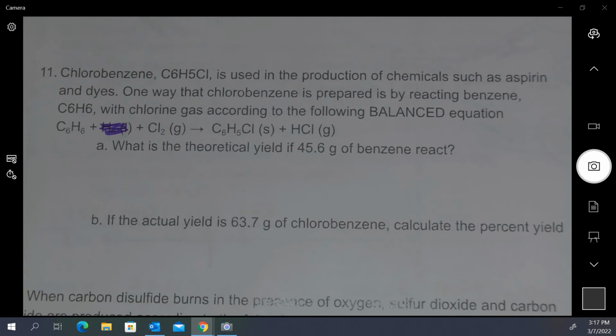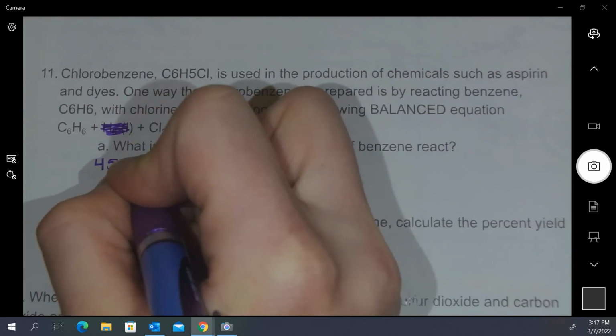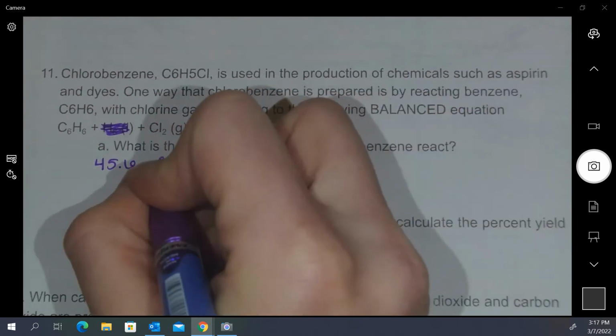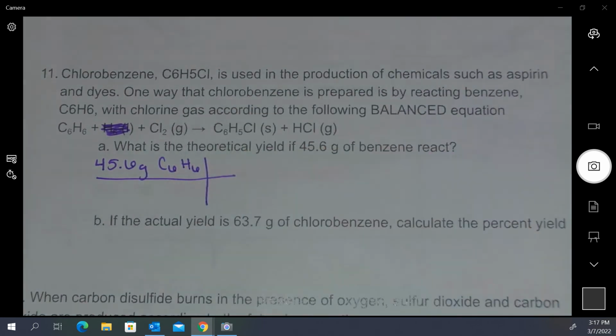Letter A wants to know, what is the theoretical yield of 45.6 grams of benzene reacting? Benzene is C6H6. So 45.6 grams of benzene. Okay, it says, what is the theoretical yield? But it's not specifying which theoretical yield I'm supposed to solve for. Reading this question, how can I figure out which one I really am trying to solve for?